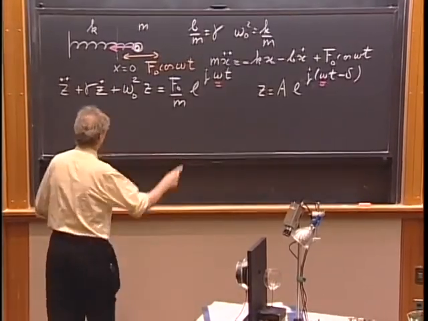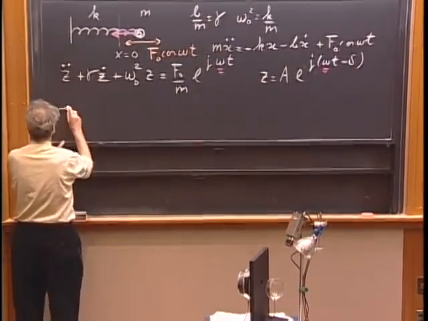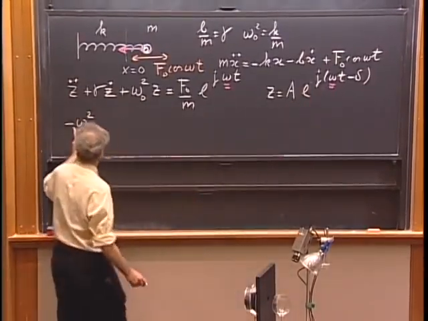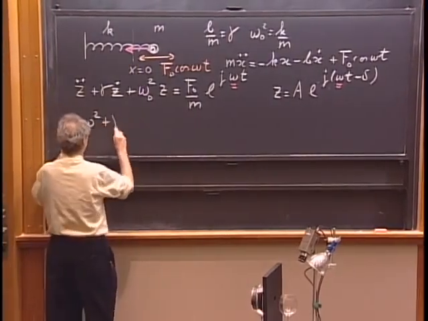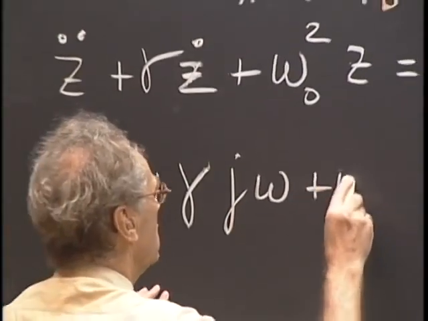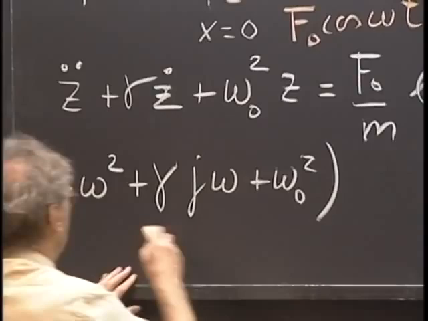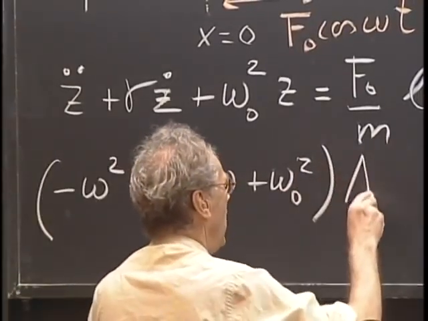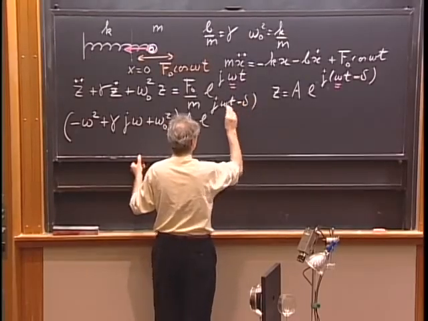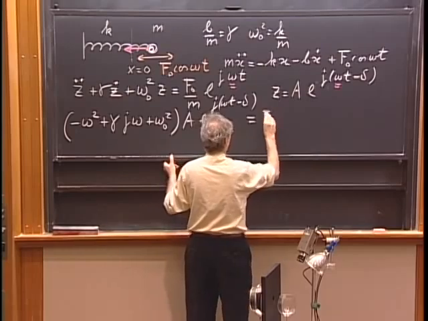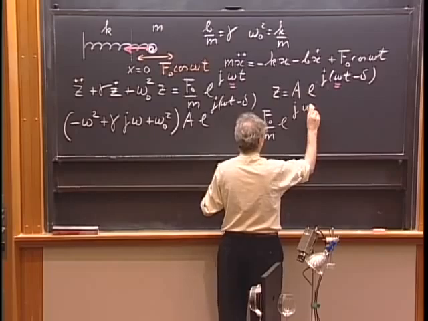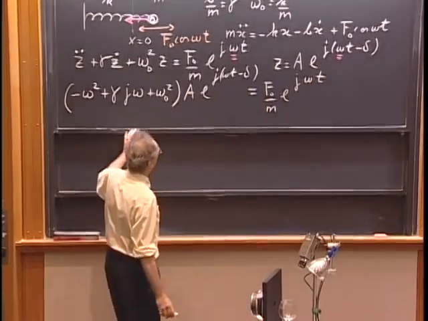So now I'm going to take the second derivative. So I get minus omega squared. j omega comes out twice. So I get minus omega squared, then I get plus gamma times j omega, then I get plus omega 0 squared. And that whole thing multiplied by A e to the power j (omega t minus delta) now equals F0 divided by m times e to the power j omega t. So the whole thing is now in the complex plane.